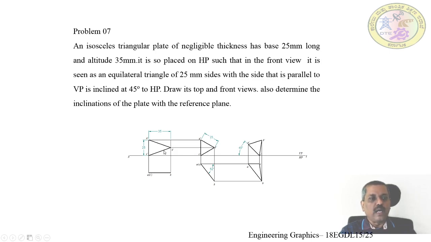And why did the isosceles triangle become the equilateral triangle? Because it is resting on one of its edges, A dash C dash, and it is making some degree with VP. That is why it is no more in true shape. It is distorted. But what is the angle with which it is making? So that can be obtained, or that can be seen in the top view.